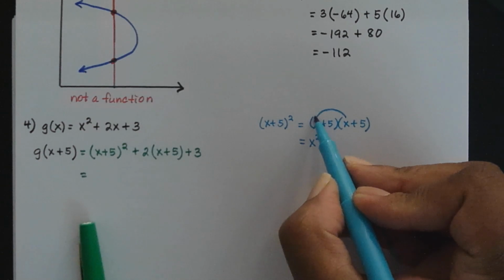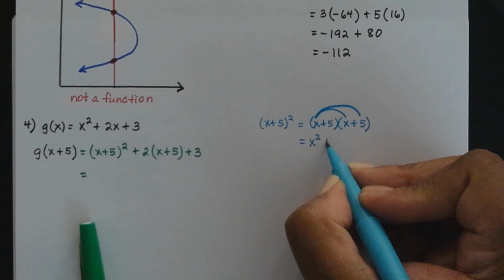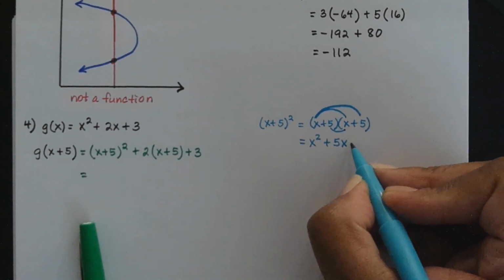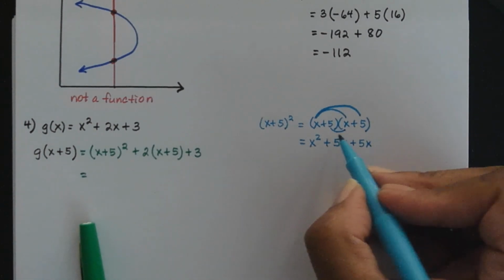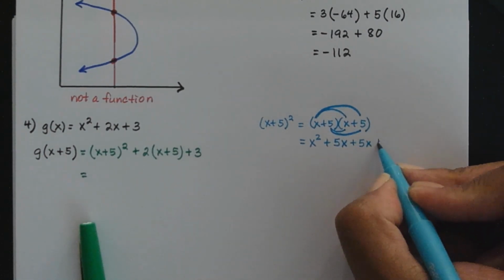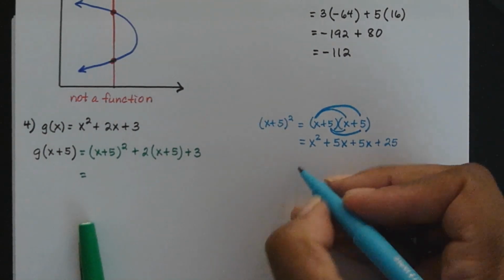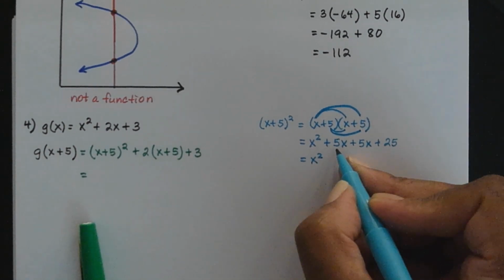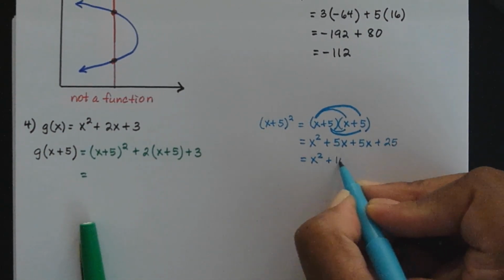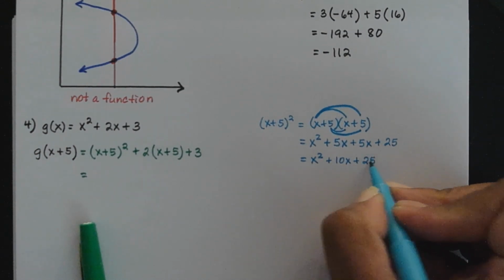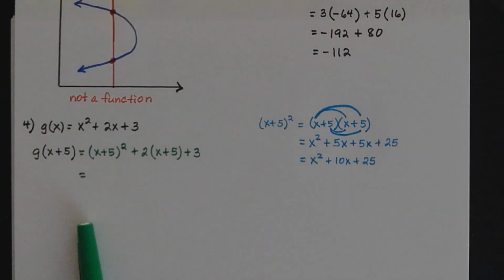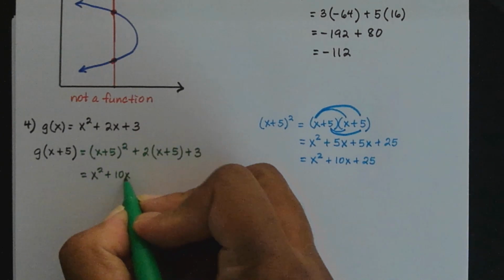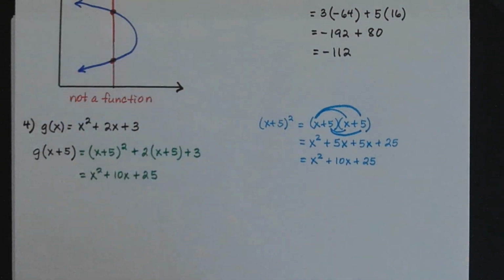That's x squared. Outer, x times 5 will be plus 5x. The inner, 5 times x, plus 5x. And the last times the last, 5 times 5, plus 25. And then combine like terms, so we bring down the x squared. Add 5x and 5x together, you'll get 10x, and then plus 25. So that is what (x + 5) squared will be: x squared plus 10x plus 25.